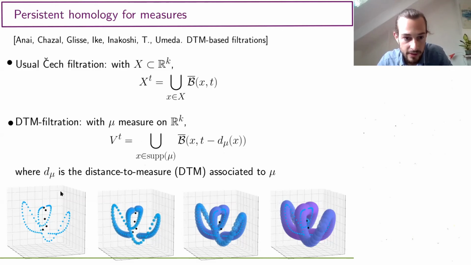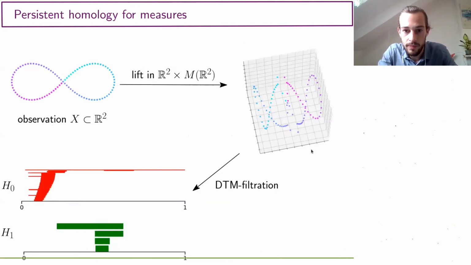So it looks like that. This is our lifted set, X check. And you can see that in this filtration, you grow balls around points of X check. And these outliers appear late in the filtration. So we actually see a circle at some point. All right, so this is what we get at the end.